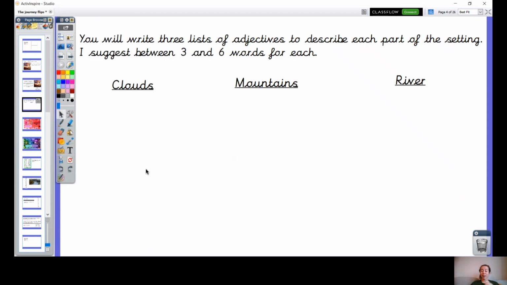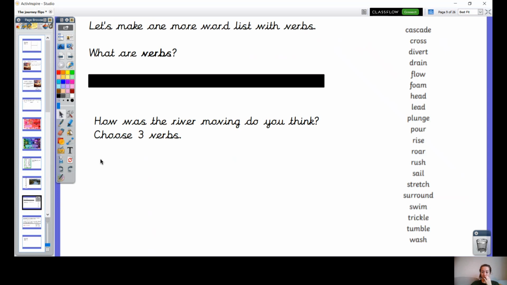Okay, well done. So now you should have your 3 word lists in your book, and you should have between 3 and 6 adjectives underneath each thing we were describing. The next thing we're going to do is we're actually going to extend our list for the river, so it goes on a little bit further, and we're going to do that by adding some verbs. We're going to describe how the river's moving. Who can remind me what are verbs? Have a little think.